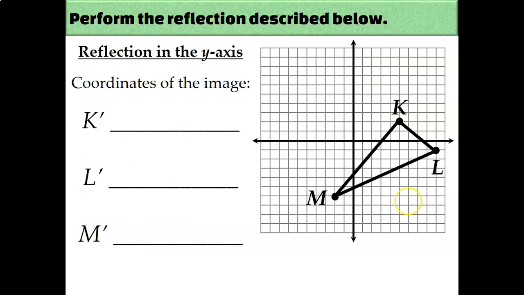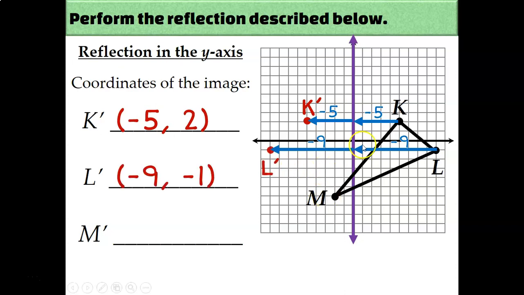Let's try another y-axis one, but this one might look a little bit strange. Let's take a look. From K to the line of reflection, I go to the left 5, so I'll go left 5 more to get to K prime. And for L, I go to the left 9, so I'll go left 9 more to get to L prime. Everything's been pretty normal so far, what we would have expected based on the other examples. I went to the left, to the left, to the left, but M is on the left-hand side of the line of reflection.